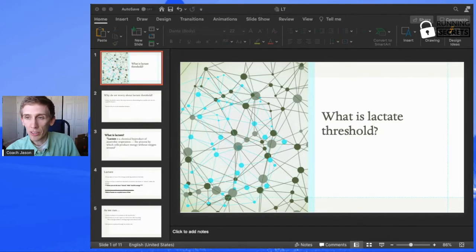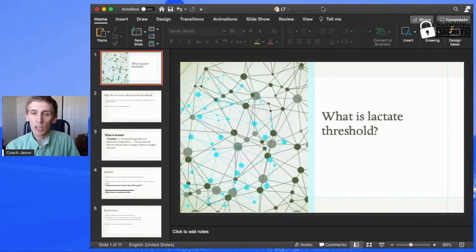So last week we had that question about lactic threshold. So let's talk about what exactly lactic threshold is. There's some members in this group that will be like, all right, that's easy, why are we even talking about this? There's other members who may not know what lactic threshold is. So that's why we're going to talk about it, so we're all on the same level.